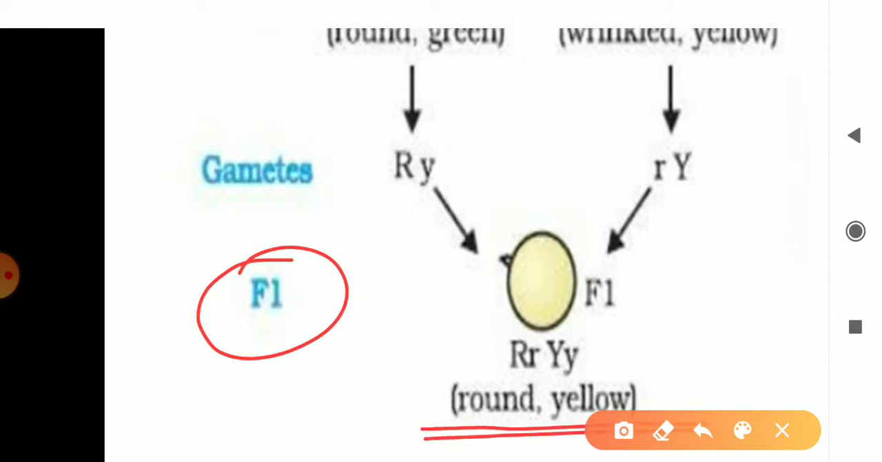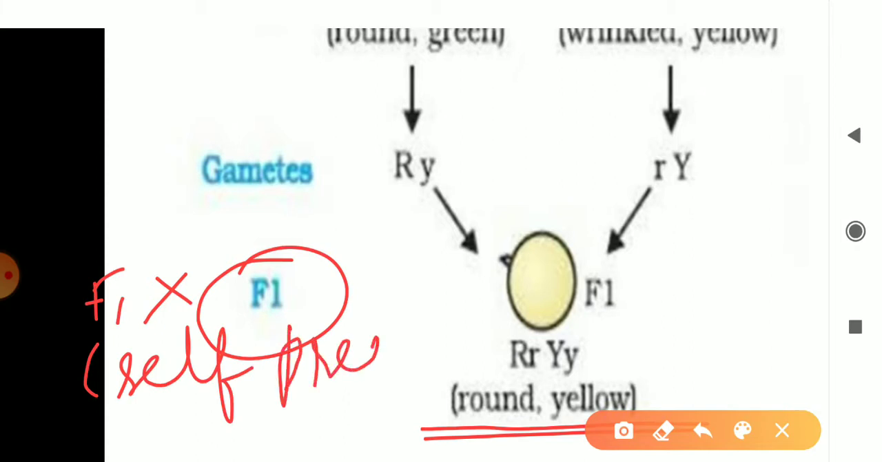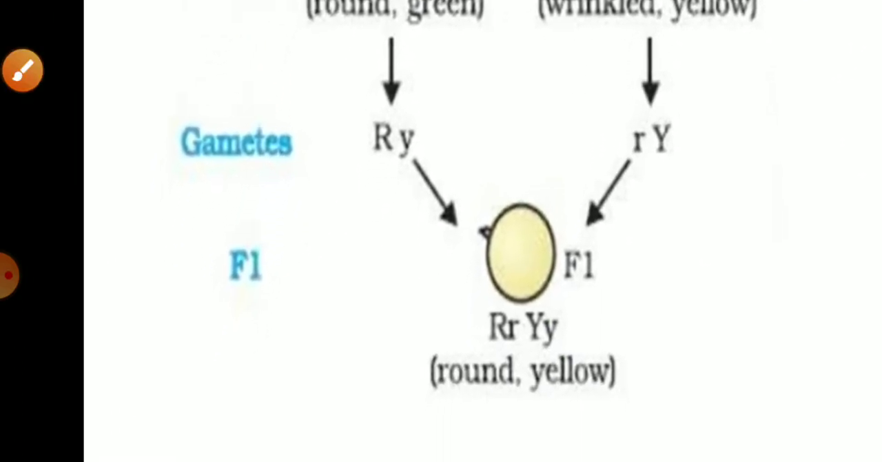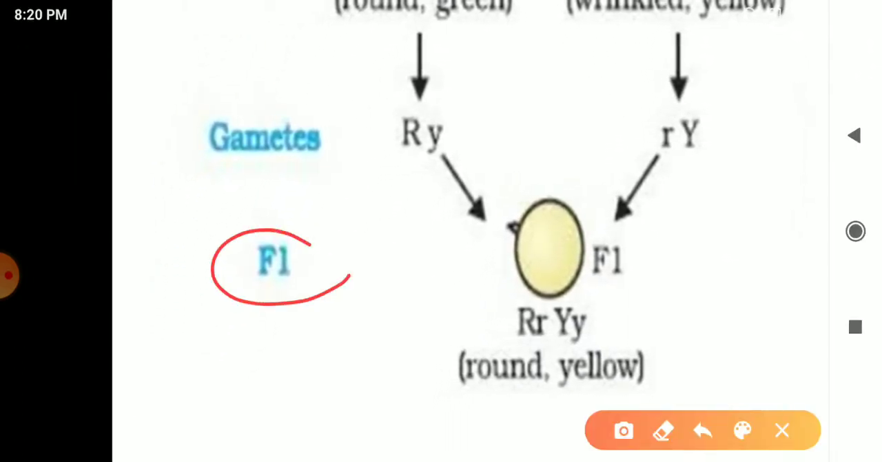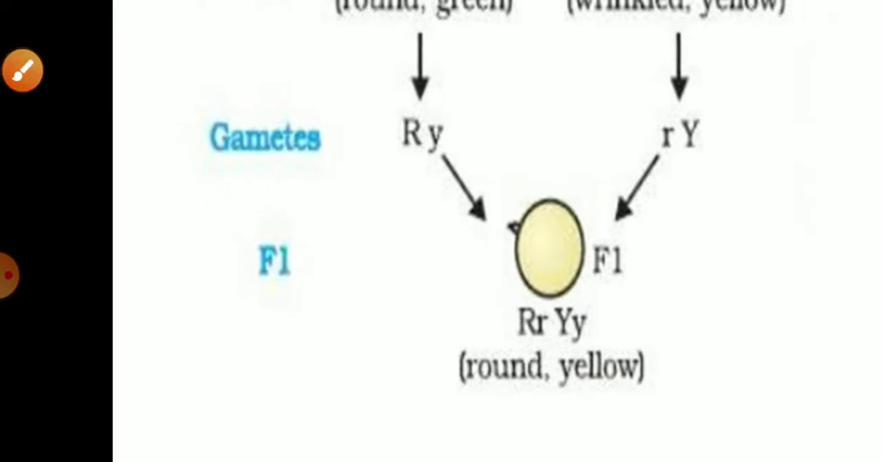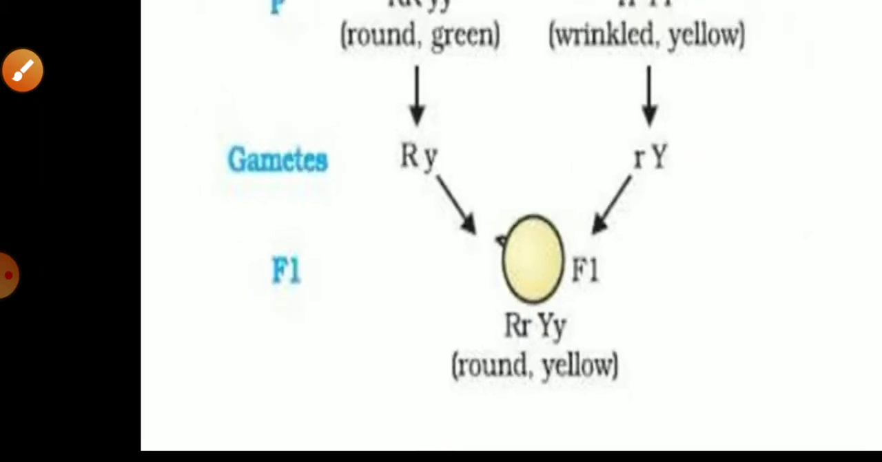Then what did he do? After this, he left the F1 progeny for self-breeding, as he had done in the case of the monohybrid crosses. So he started with crossbreeding, but the moment he got the F1 progeny, he left the plants for self-breeding. So let's see what he got in the next generation.